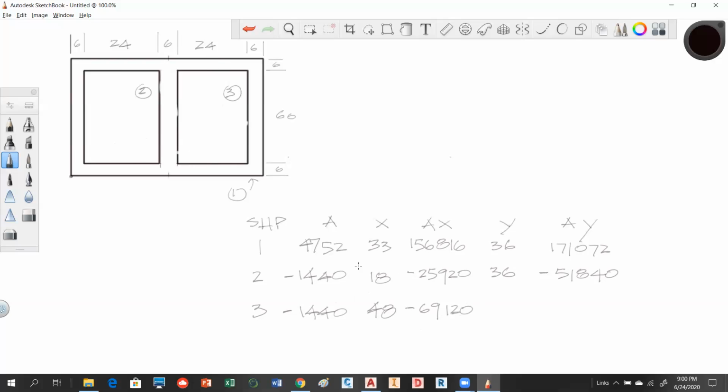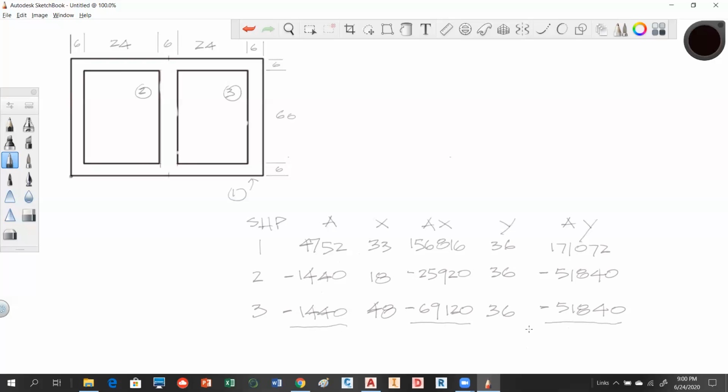69,120. And the y is the same as the last y, and in fact they're all the same because we've got a lot of symmetry going on here. So this is 36. And 36 times the area gets you again a negative, and it's going to be the exact same as the one above it, 51,840.